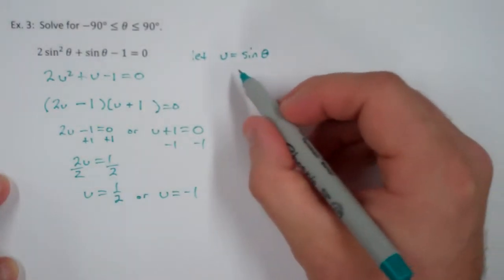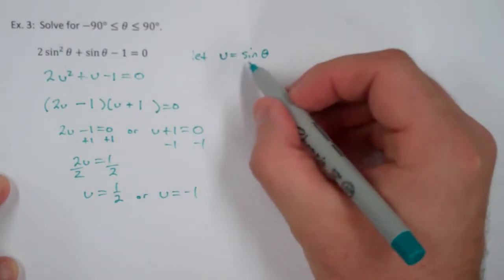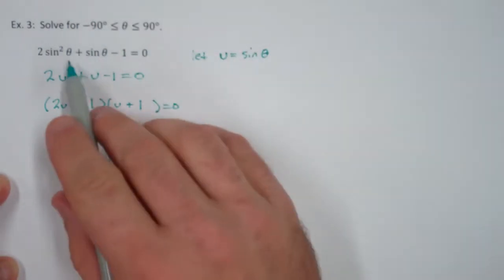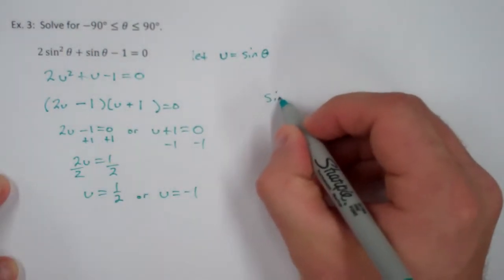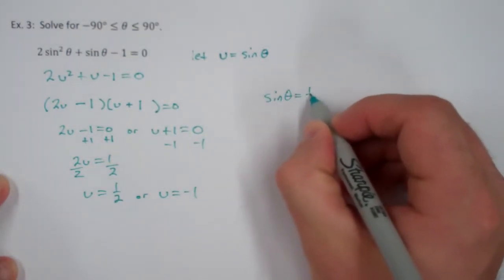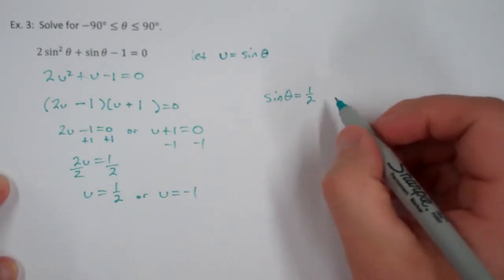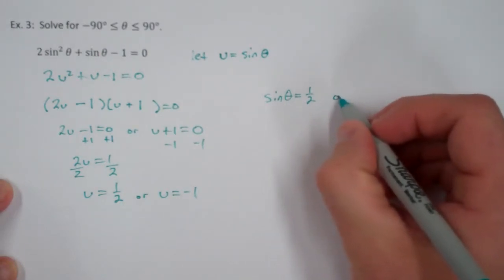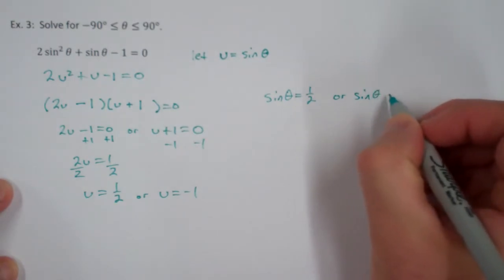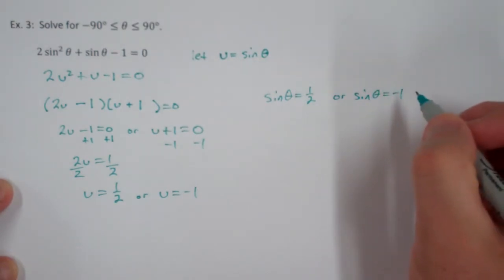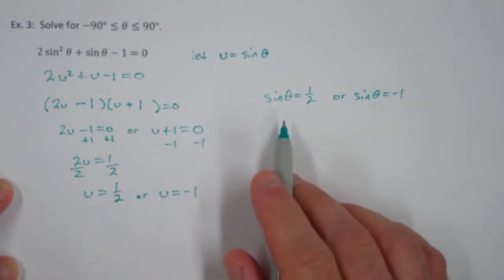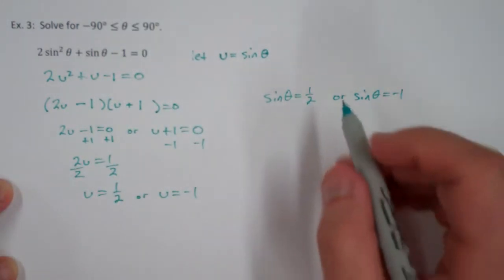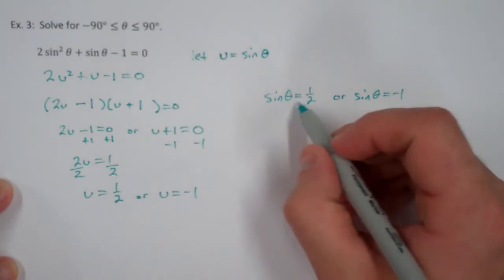Now over here on the right hand side, remember we introduced a variable. We let u equal sine of theta, and we want to solve this for theta. So we need to take the u out, and get that sine of theta back in by substituting back in. So the sine of theta could be 1/2, or the sine of theta could be negative 1. We want to solve from negative 90 to 90, so let's be careful with this, and we want degrees in our final answer.